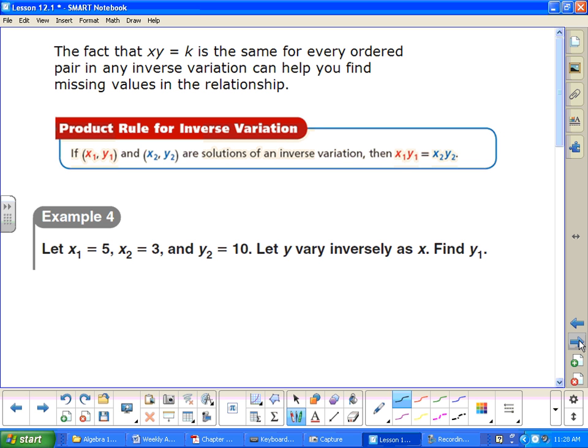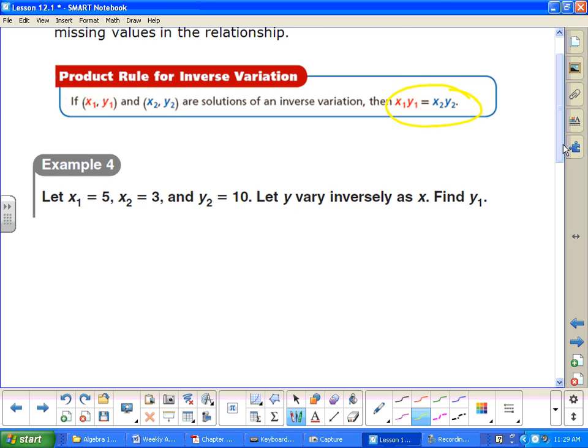Okay. So, we have a product rule for inverse variation. This product rule says if we have 2 points, x sub 1, y sub 1, and x sub 2, y sub 2, then we can use this product rule for inverse variation to solve for missing values. This actually works really well for story problems that involve inverse variation situations. So we're going to use the product rule when we know 3 parts and we want to find the 4th. You can use just a regular inverse variation formula, but it's much easier if you use the product rule.